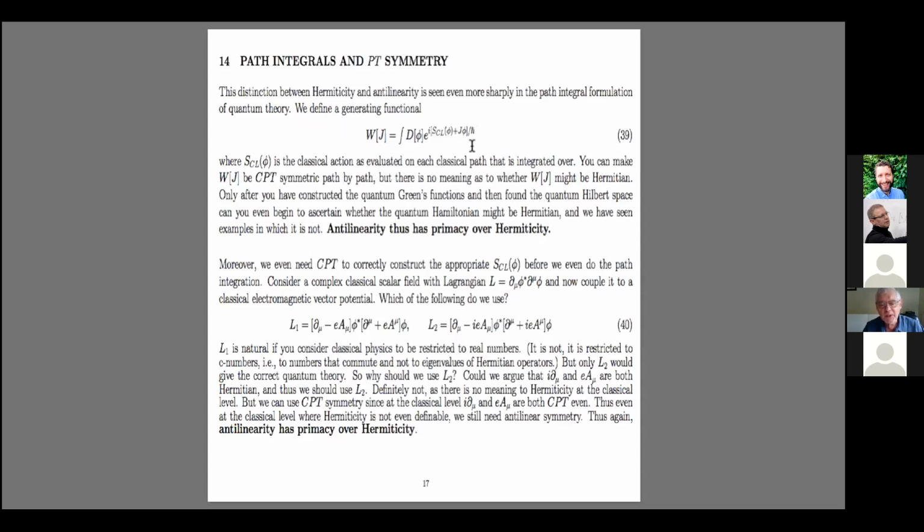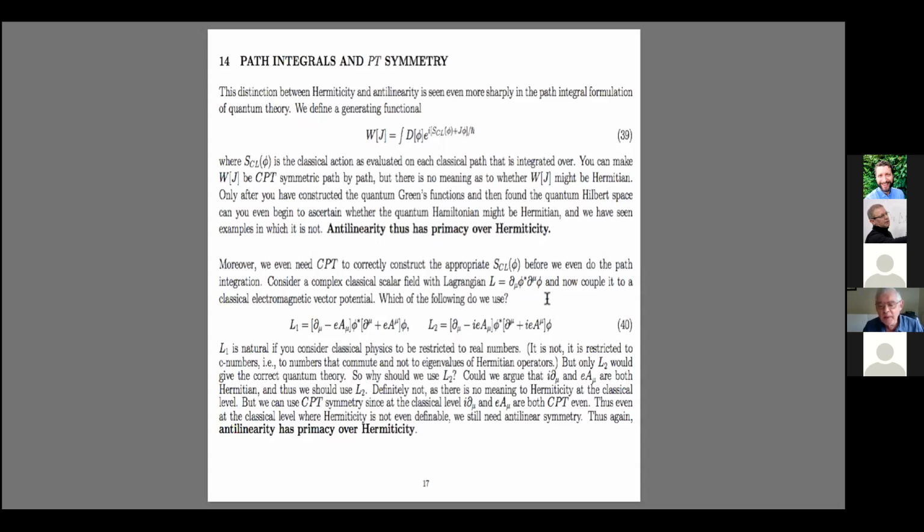It will come in, and we'll see in a moment, it comes in a hidden way. But we can look at the classical action and make it be CPT symmetric path by path. So we are able to define anti-linearity for a classical path integral, but we're not able to define hermiticity. So again, anti-linearity is the key. So now we even need CPT to construct the correct S classical of phi.